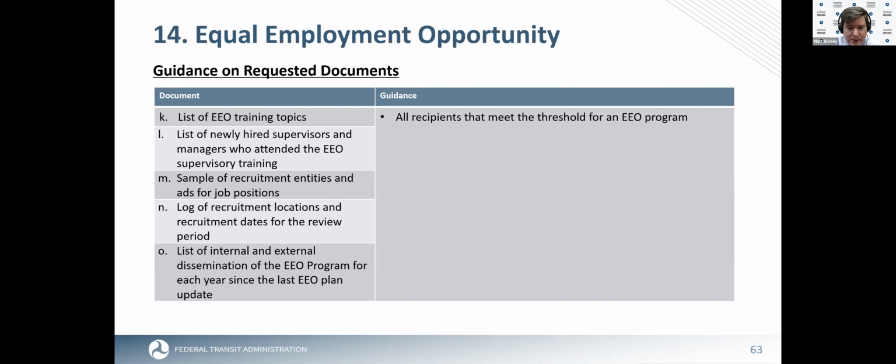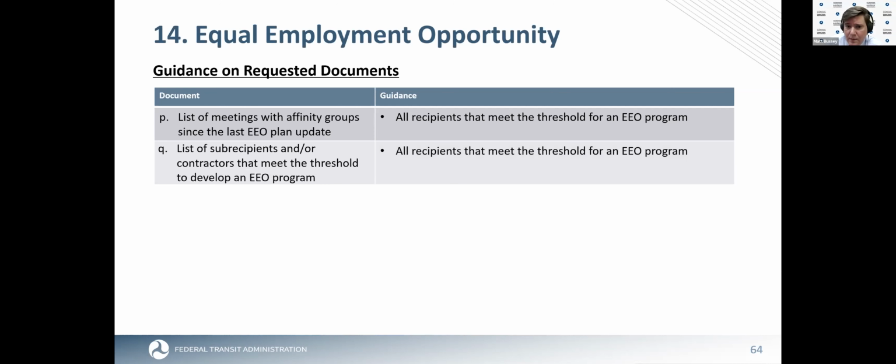For O, list of internal and external dissemination of the EO program for each year since the last EO plan update. Again, obviously the EO plans every 4 years get submitted. So you'd want to have items explaining the internal and external dissemination that you've done since the last submission. For P, list of meetings with affinity groups since the last EO plan update.